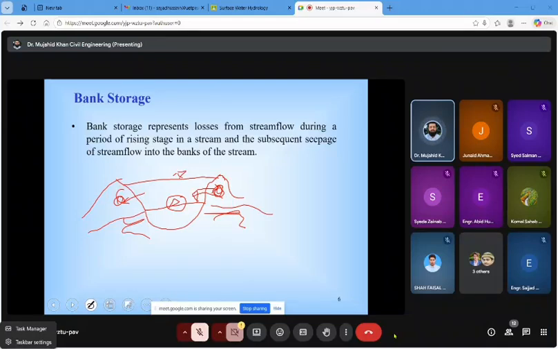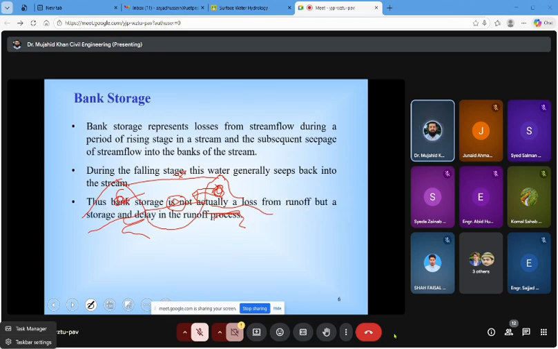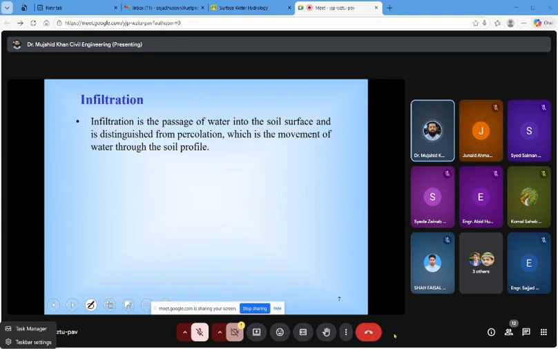Since the water is being stored here in the bank for a shorter period of time, that is why it is called bank storage. So these are not actually losses, but a delay in the runoff process. During the falling stage, this water generally seeps back into the stream, so bank storage is not actually a loss from runoff, but a storage and delay in the runoff process.